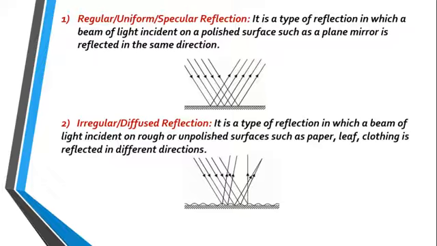So the diagram below illustrates diffused or irregular reflection, as you can see. The beam of light hitting the surface is reflected in different directions because the surface is not smooth, it's rough. All right. So these are the types of reflection of light which you as a learner must be familiar with.